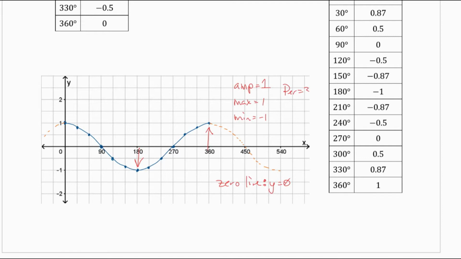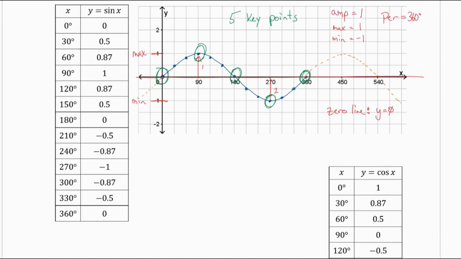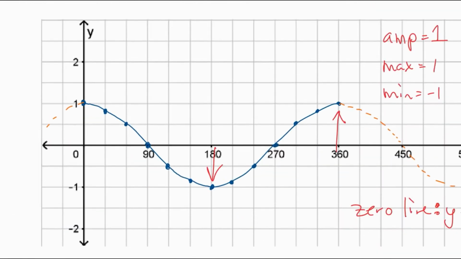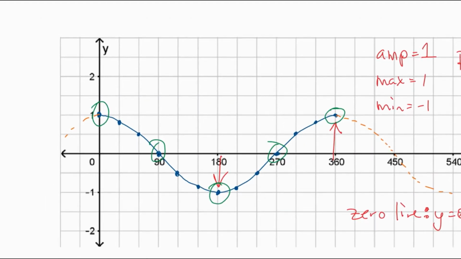So the properties are all the same, but what's different is those 5 key points, because sine starts in the middle, then goes to the top, and then continues. Cosine starts at the top, goes to the middle, goes to the bottom, the minimum, back to the middle, and finishes at the top. That is the most important difference between sine and cosine when we're looking at the graphs. Basically just where it starts. The rest of the properties are basically the same. So there's your 5 key points for cosine.